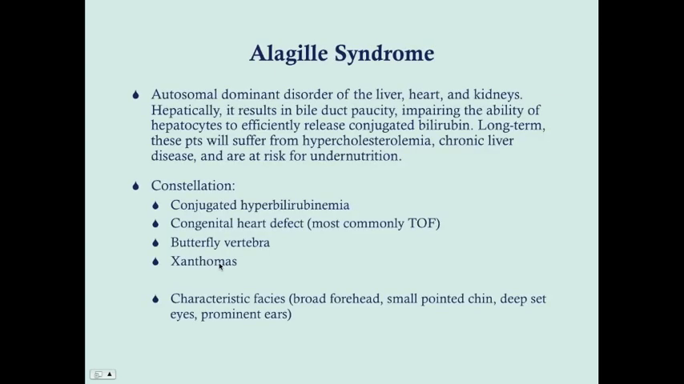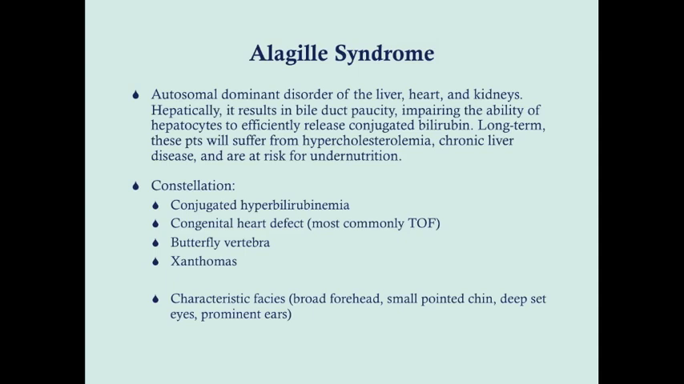Okay, and then Alagille syndrome is an autosomal dominant disorder of the liver, heart, and kidneys. It also affects the eyes and the CNS. Hepatically, it results in a bile duct paucity, and so that really impairs the ability of the hepatocytes to efficiently release conjugated bilirubin and to get that bilirubin out in the bile fast enough.